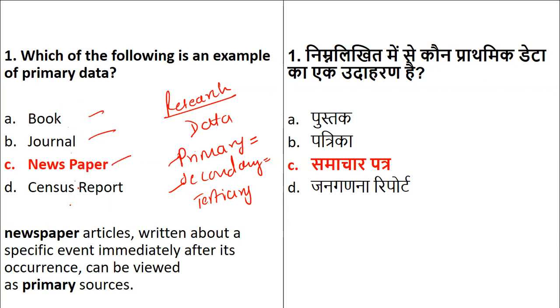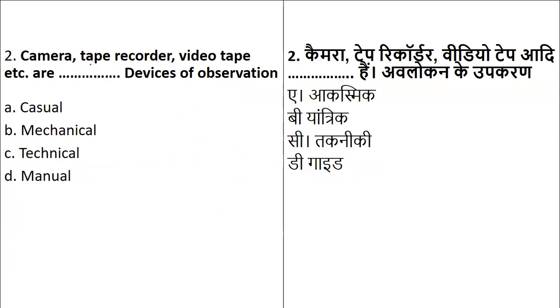Books, journal, and census report are something which are already published, with data referenced from various websites. Now, newspaper articles are very specific and immediate about the occurrence, and they can be viewed as your primary data. So you're not supposed to count this question because this was a bonus question where the answer was already shown on the slide turned upside down. So it's okay. But now let's start with the second question.